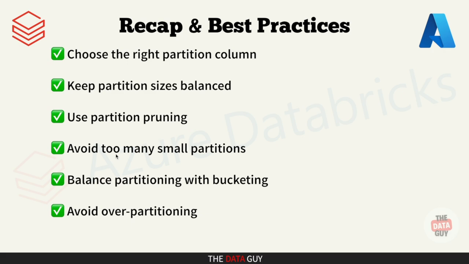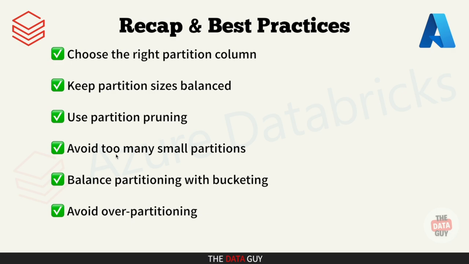Let's summarize this. Choose the right partition column, moderate cardinality like date, region. Keep the partition sizes balanced. You can keep it at 256 MB to 1 GB per partition. Use partition pruning. Always filter by partition columns. Avoid too many small partitions.